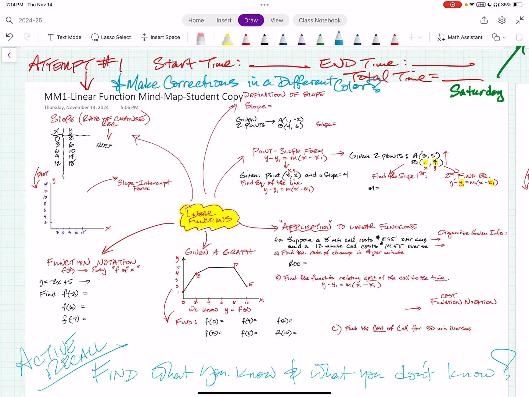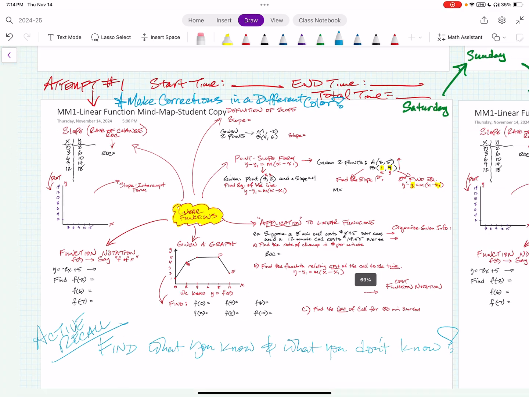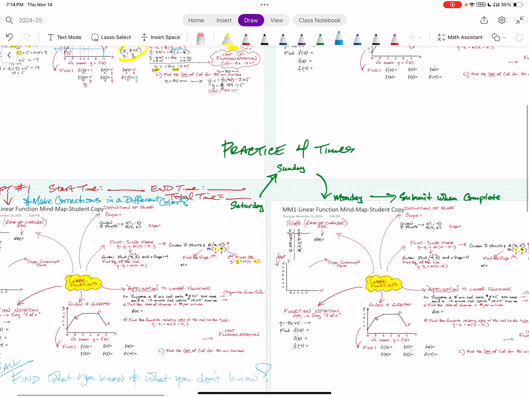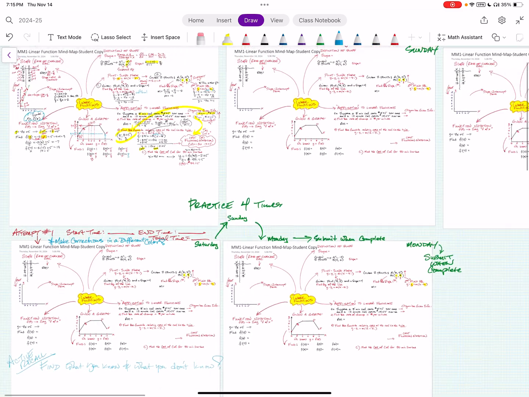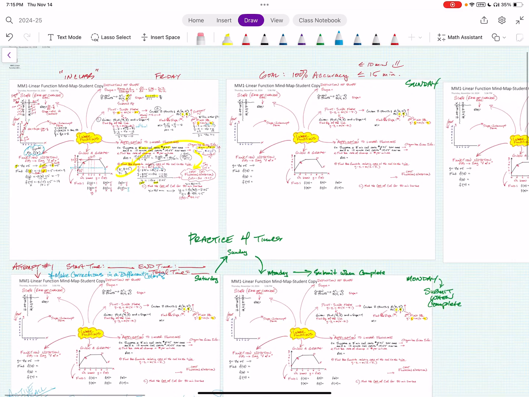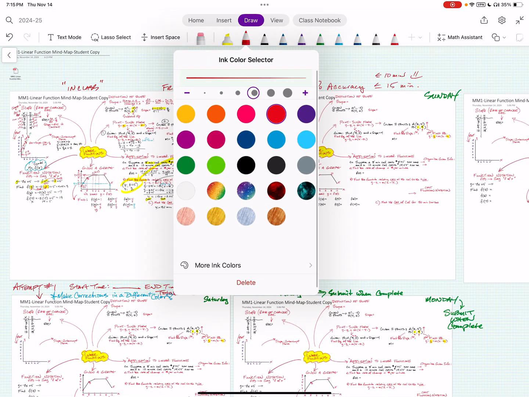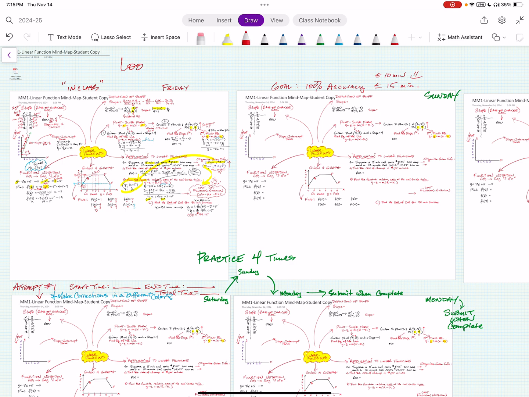And so you're going to do that on Saturday, and then you're going to practice 4 times. You're going to do another one on Sunday, then another one on Monday, and then you're going to submit this thing, and I should see progress over time. I don't care how many mistakes you make. I care about whether you improve. So we're looking for improvement over time.